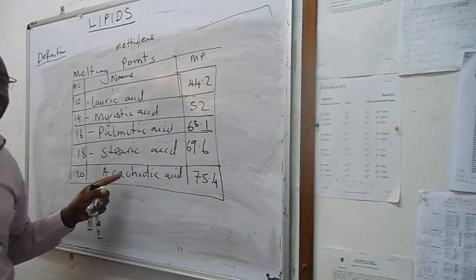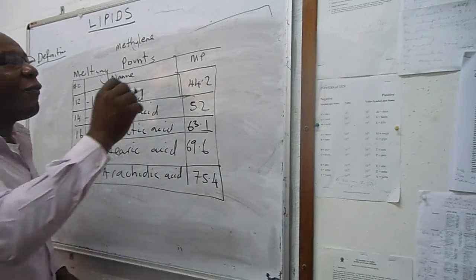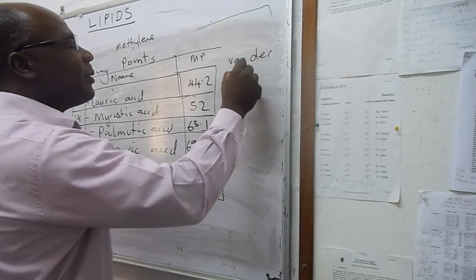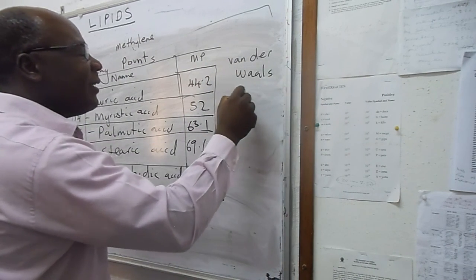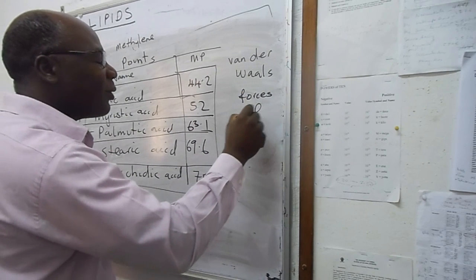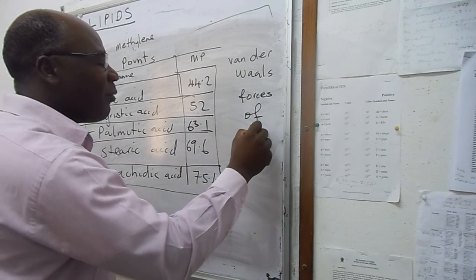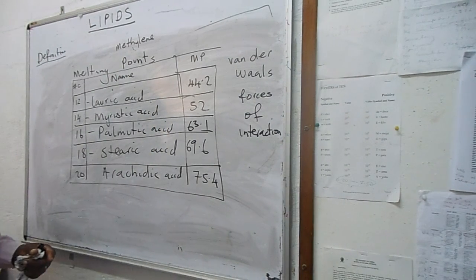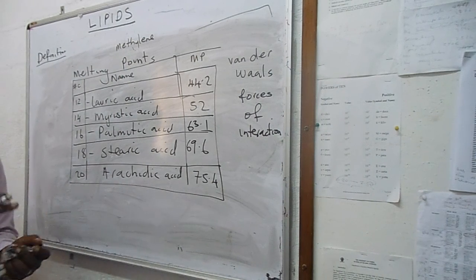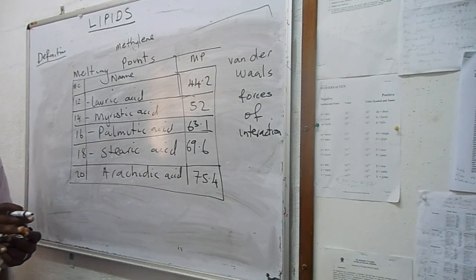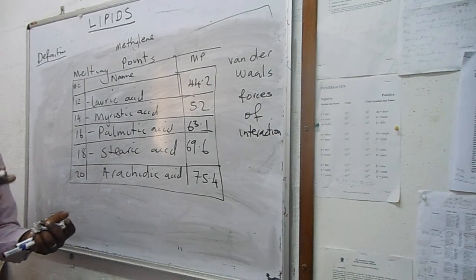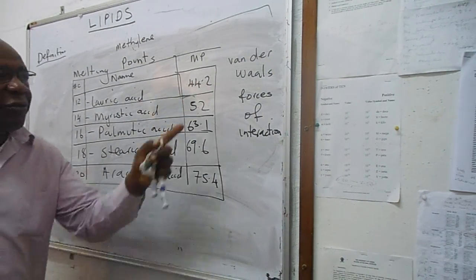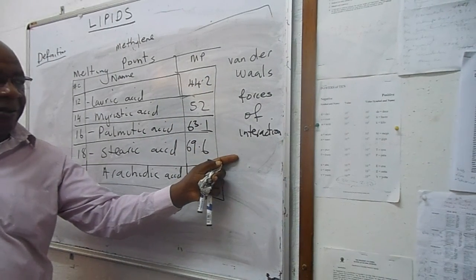As you increase the number of carbons, the van der Waals forces of interaction increase. When the van der Waals forces of interaction increase, it means that one molecule will be tightly held to another molecule on account of these forces that have increased.